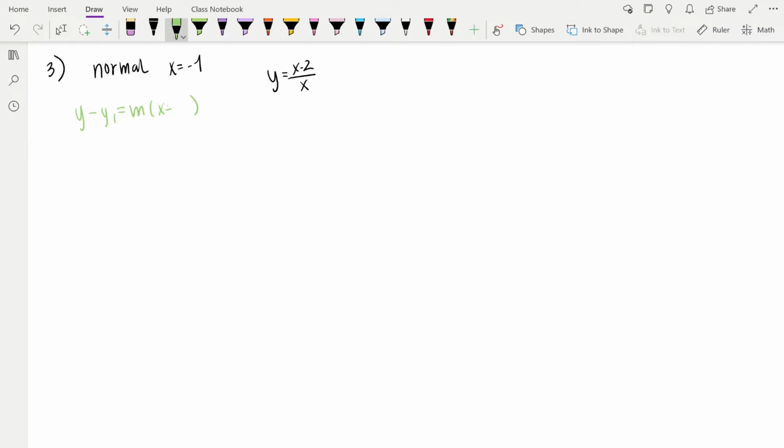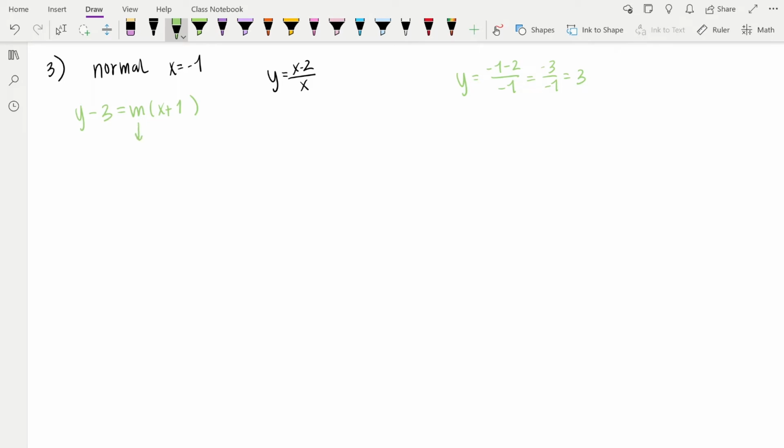But I already know that this is minus -1, so that's a +1. Start out by finding this y. I want to know what the y coordinate is in the actual function where the normal is going to touch when x is -1. So y equals -1 minus 2 over -1, which is -3 over -1, just 3. This here is a 3.